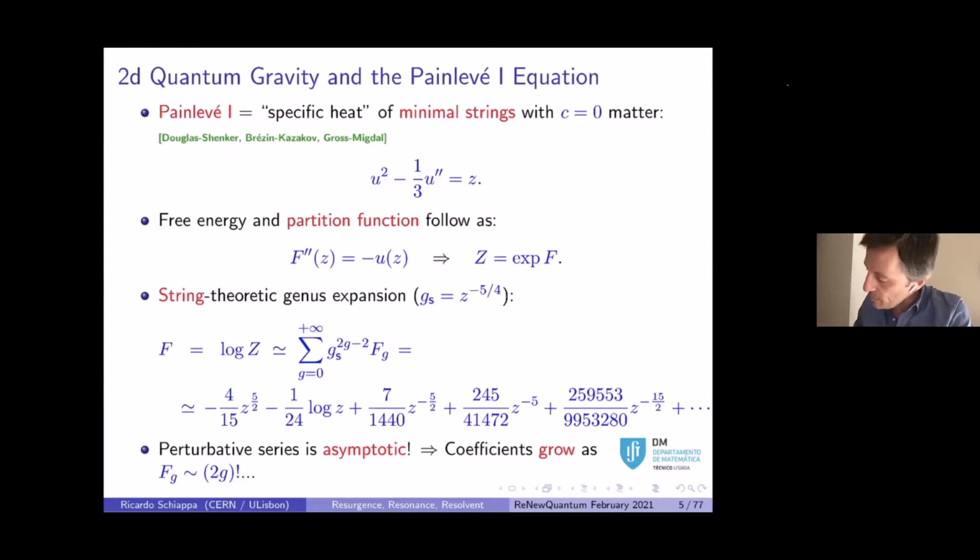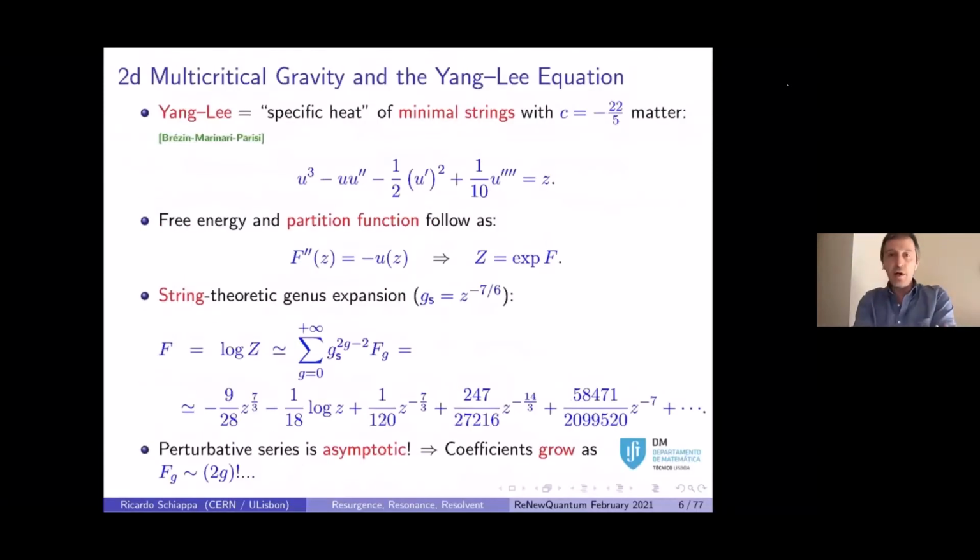And so if u is the specific heat, that means basically that the free energy, the second derivative, matches u, in the partition function. And so the string coupling is a specific scaling of the variable z, and you can compute the string expansion and actually verify that in fact you have the (2g)!, like those numbers are easy to produce. And then you could ask, okay, fine, but that's the simplest possible case. It's got almost trivial matter. Can we have something a little bit harder? Well, there are harder things you can do. So the next hardest thing you can do would be the Yang-Lee equation. And now, it's exactly the same story.